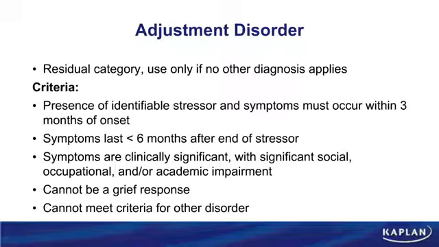So let's review it. Adjustment disorder needs a stressor. You need symptoms within 3 months. And once the symptoms start, they cannot last more than 6 months. For example, you were fired from your job on February 1st. You complain of some depression March 1st, and the depression is gone by April 1st. That would be an adjustment disorder.